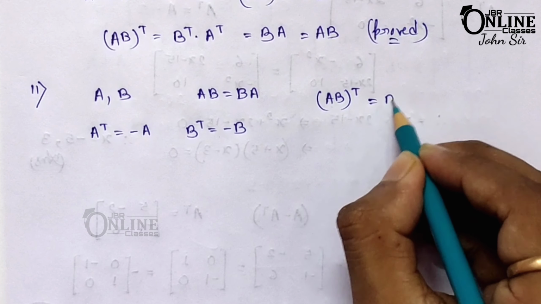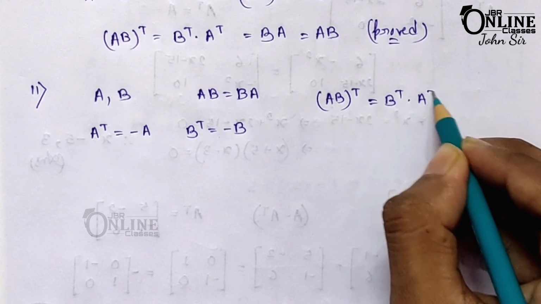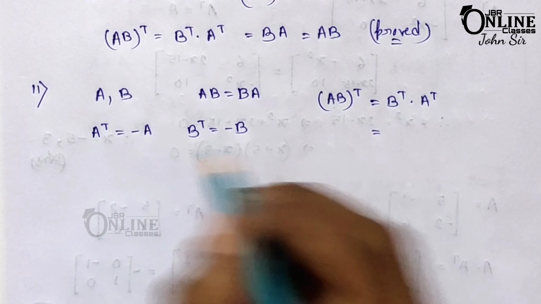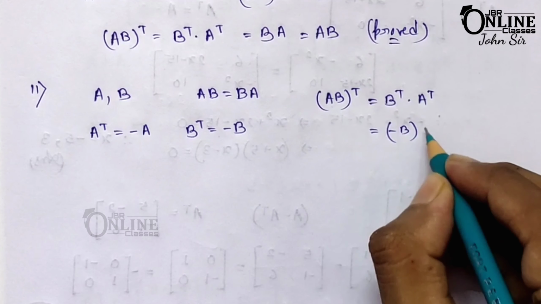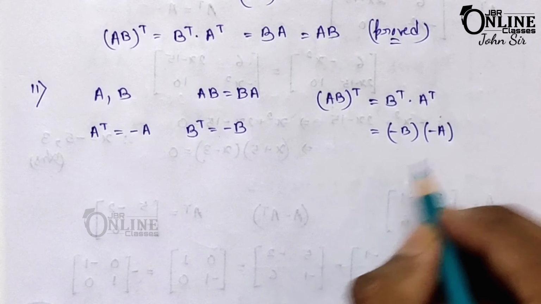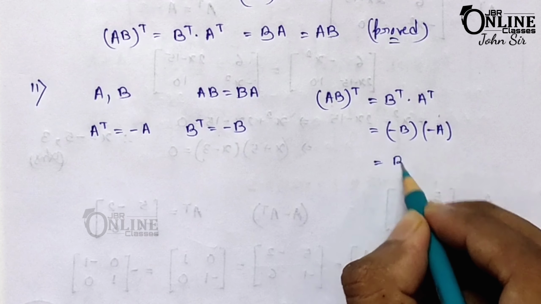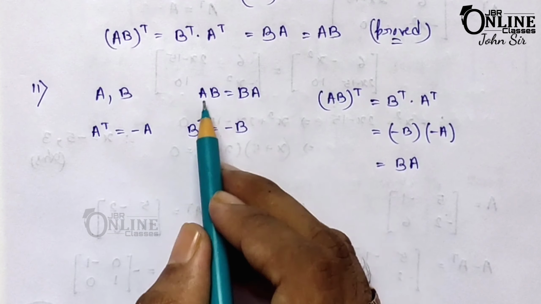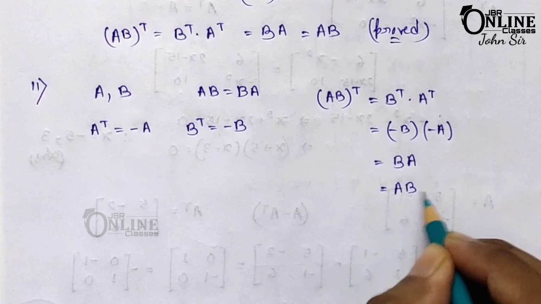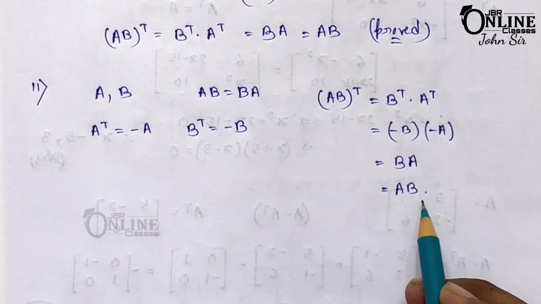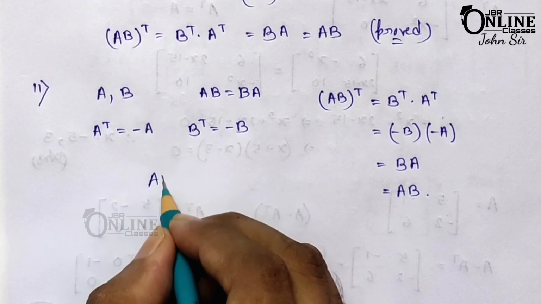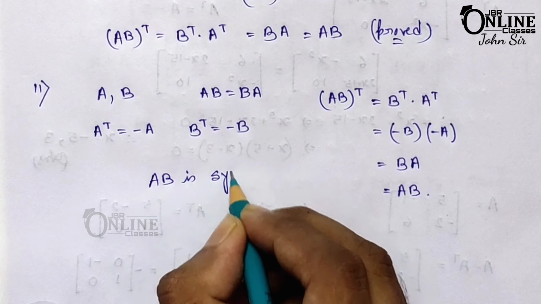So now AB transpose means B transpose and then A transpose. Here B transpose means minus B and A transpose means minus A. So it will be now B into A, so BA. And here also given that BA equal to AB. So now as AB transpose equal to BA, that means here AB is symmetric.